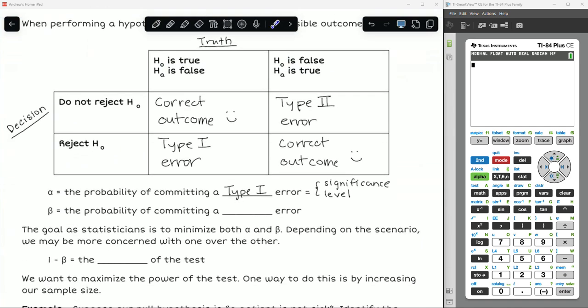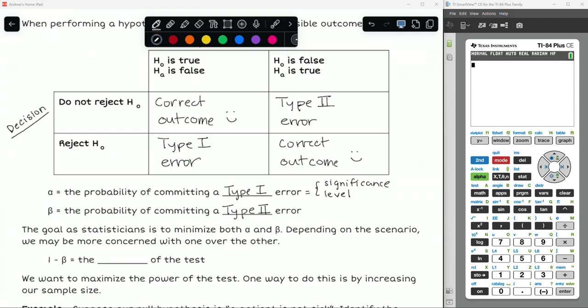Beta, which is this Greek symbol here, is the probability of committing a type 2 error, meaning I failed to reject when I should have. And again, the goal as statisticians is to minimize both of those. I don't really want to make either type of error. Depending on what scenario I'm looking at, the consequences of one type of error might be better or worse than the other type. And those are things as a statistician I would want to take into consideration.